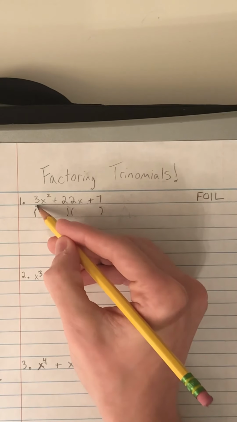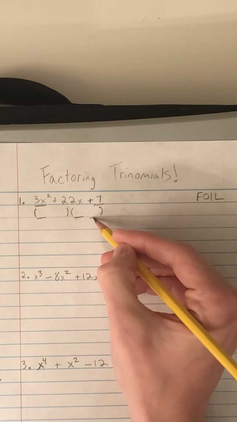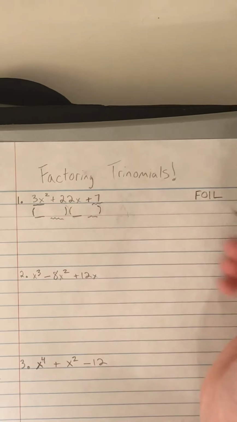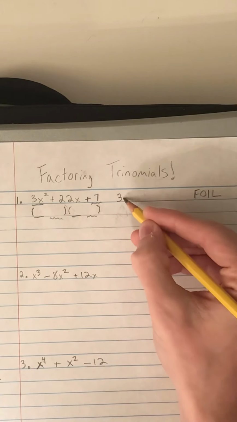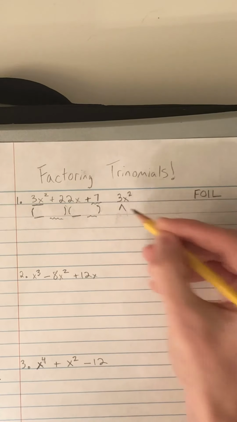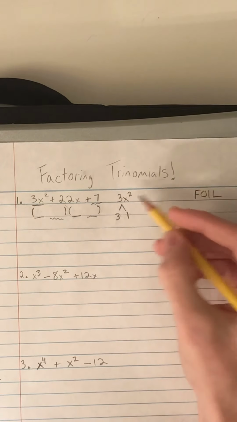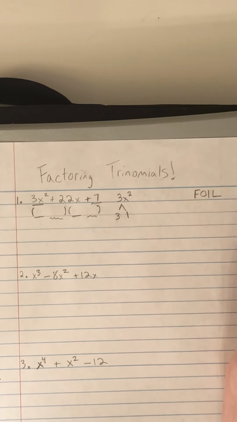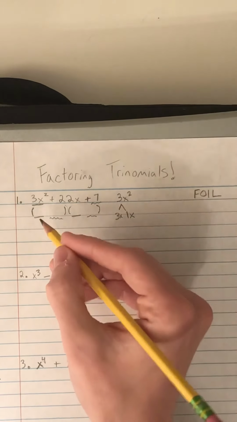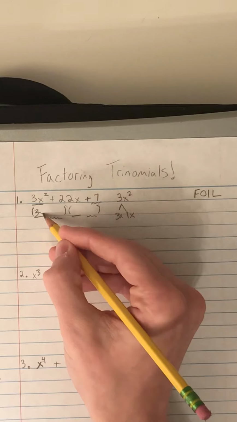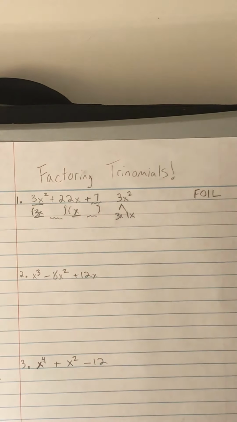and in these first slots is going to be factors of 3x squared, and in the second slots is going to be factors of 7. So let's think about 3x squared. Some factors of 3x squared are going to be, well, factors of 3 would be 3 and 1. And now I need to think about factors of x squared. Well, that's just x and x. So in these first slots, I'm going to put 3x, and I can either put 1x or x. I'm just going to put x.